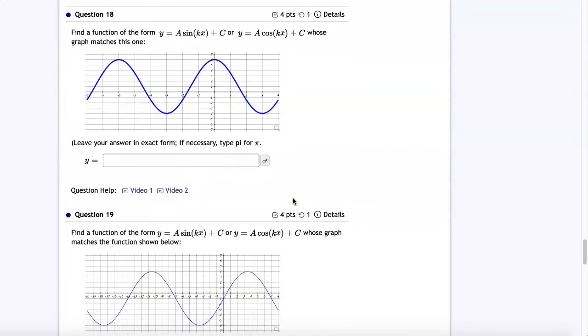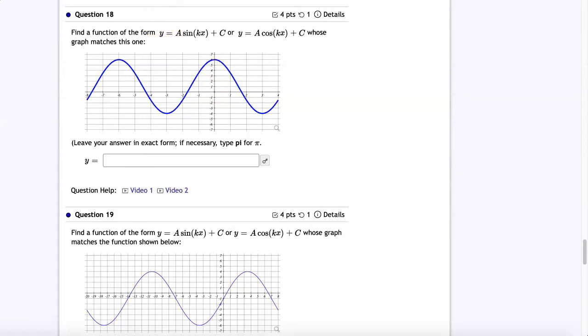For number 18, we need to figure out the equation of this one. Here there is no horizontal shift, so first we need to make the observation that this would be a cosine graph. This cosine graph has an amplitude of, oh no, not an amplitude of 6, an amplitude of 5.